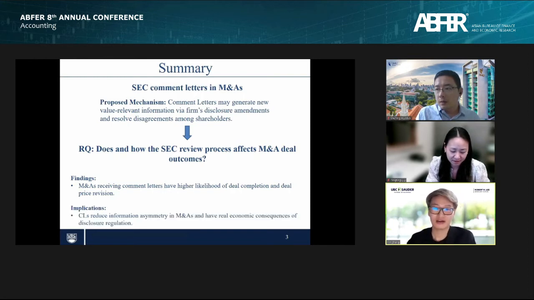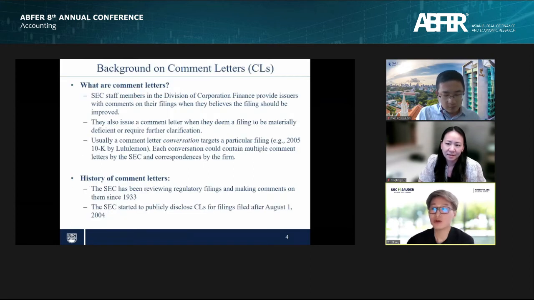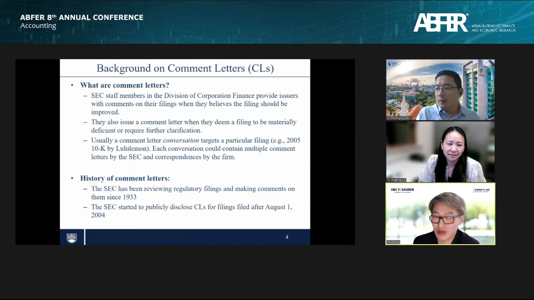And they make the inference on implications as follows: that comment letters reduce information asymmetry in M&As and have real economic consequences of disclosure regulations. So let's first take a look at some of the background of comment letters. So what are comment letters?